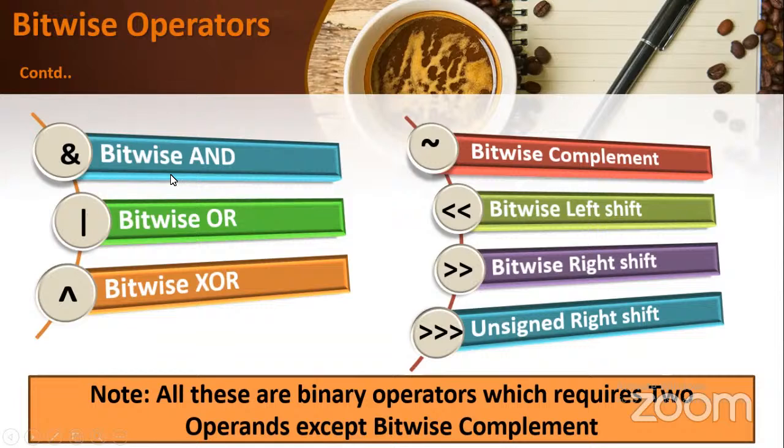What is the meaning of that is, if you want to work with any bitwise operator, at least you need to maintain two values or two operands. But if you want to work with bitwise complement, you need to use only a single value, because bitwise complement is a unary operator, not a binary operator.